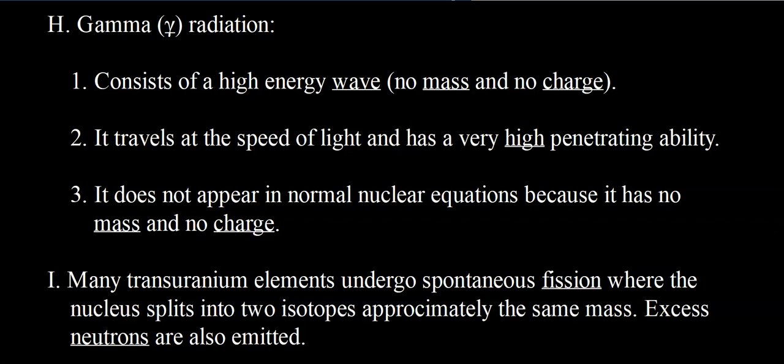Spontaneous fission is where the nucleus splits into two isotopes of approximately the same mass. And when this happens, excess neutrons are emitted. And when this happens, gamma rays are also emitted.